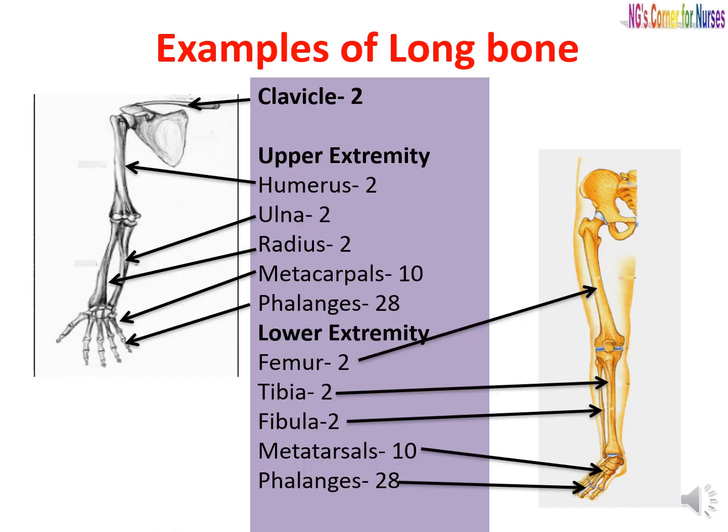Let's learn the names of the long bones in our body. First are two collar bones or clavicles. Next, in both upper extremities, there are two humerus, two ulna, two radius, 10 metacarpals and 28 phalanges. And in both lower extremities, two femur, two tibia, two fibula, 10 metatarsals and 28 phalanges. So, the total is 90 long bones.